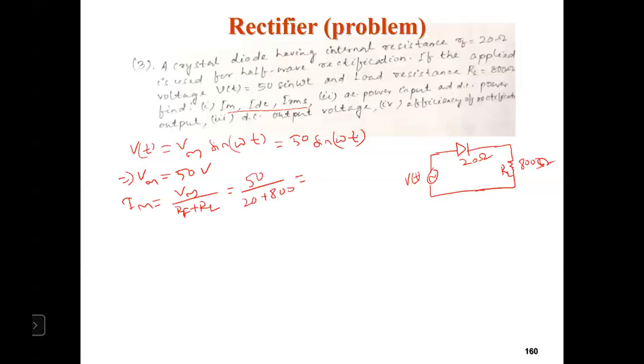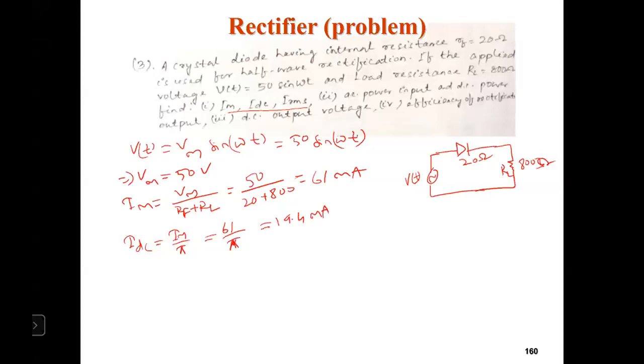Okay, calculated, it will come as 61 milliampere. Next, once IM is calculated, you have to find IDC. What formula will you use? IM by pi, because it's a half wave rectifier, so simple, IM by pi. So it will be equal to 61 by pi. It is equal to 19.4 milliampere.